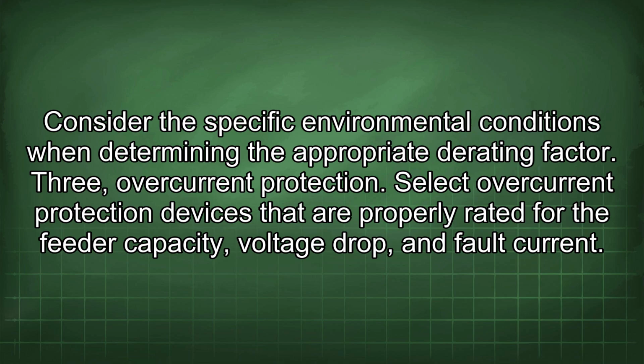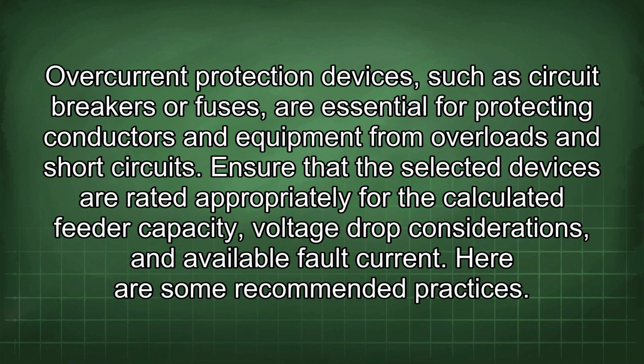3. Overcurrent protection. Select overcurrent protection devices that are properly rated for the feeder capacity, voltage drop, and fault current. Overcurrent protection devices, such as circuit breakers or fuses, are essential for protecting conductors and equipment from overloads and short circuits. Ensure that the selected devices are rated appropriately for the calculated feeder capacity, voltage drop considerations, and available fault current. Here are some recommended practices.